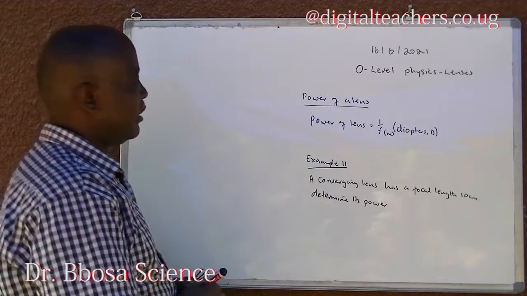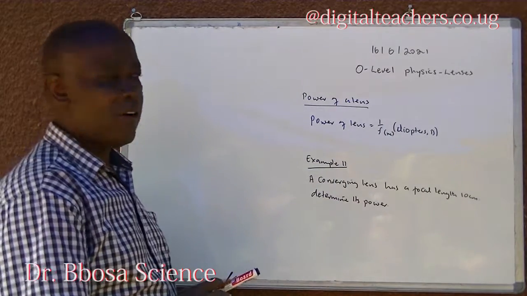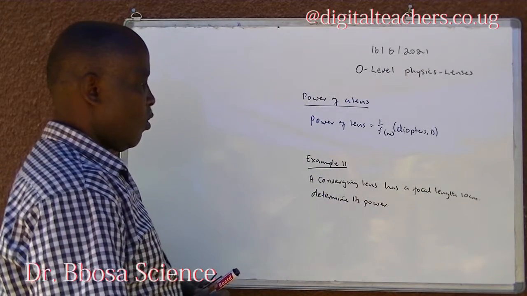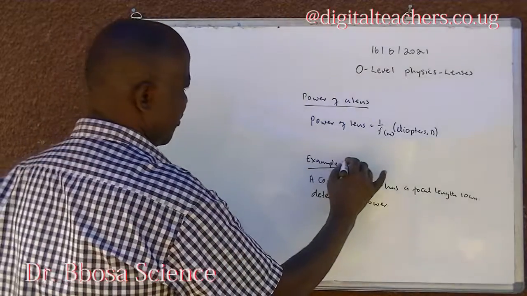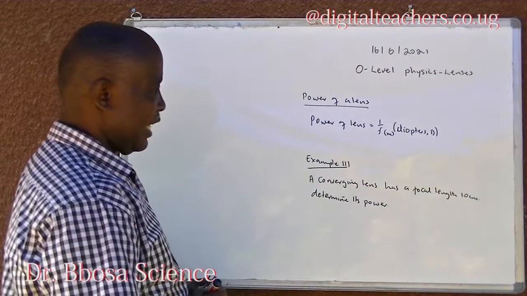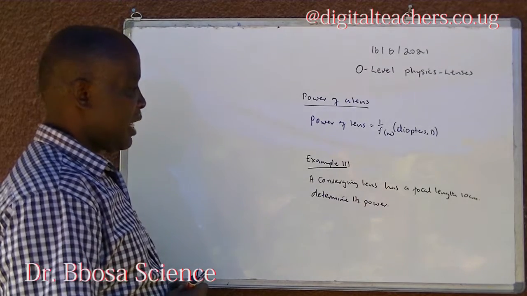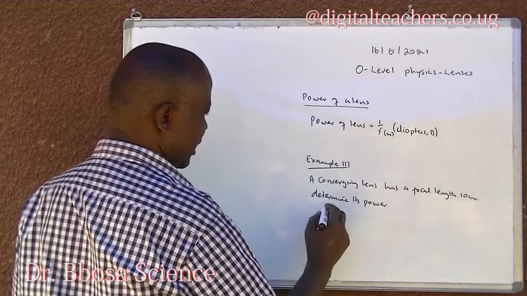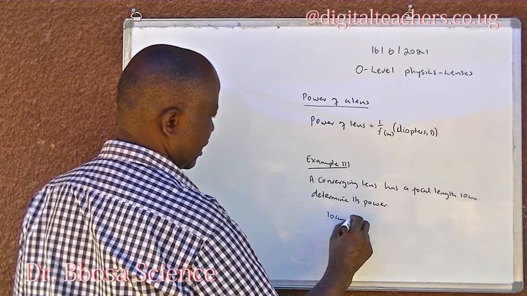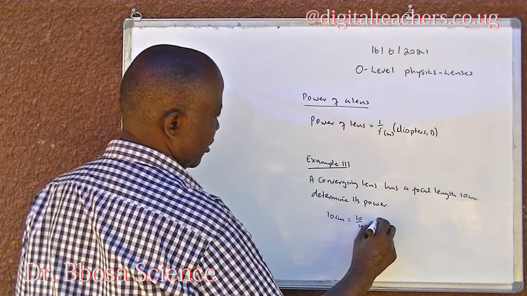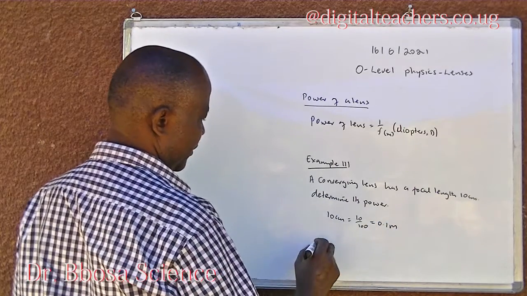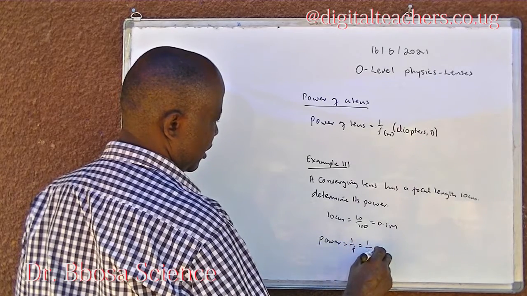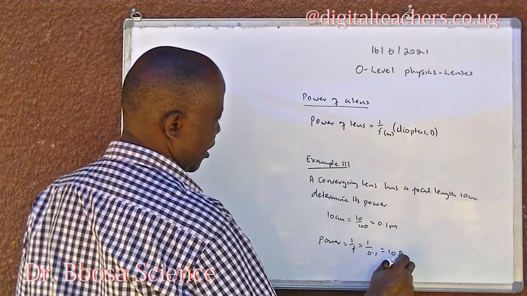Power of a lens. The power of a lens is given as 1 over focal length in meters. The units are diopters or capital D. Example: a converging lens has a focal length of 10 centimeters. Determine its power. So first we change the 10 centimeters to meters. 10 centimeters is equal to 10 over 100, which is equal to 0.1 meters. The power is equal to 1 over F is equal to 1 over 0.1, which is equal to 10 diopters.